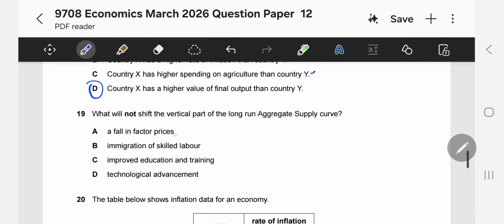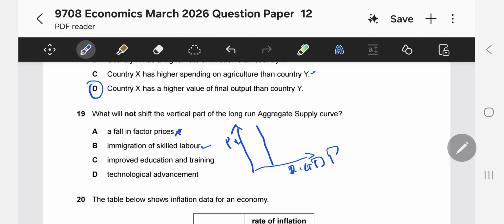19. What will not shift the vertical part of the long run aggregate supply? So what will not shift? This is what they're talking about. This is the price level, and this is real GDP. Okay, a fall in factor prices. Again, what can shift this is the same as the PPC we saw there. And then, so this one will not shift the PPC.